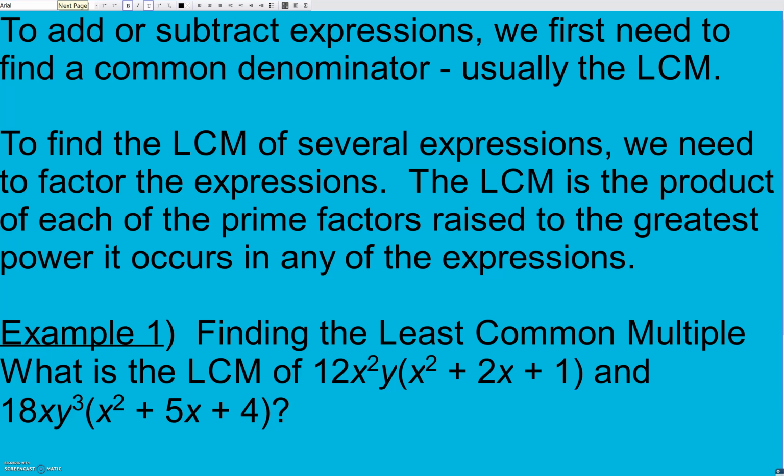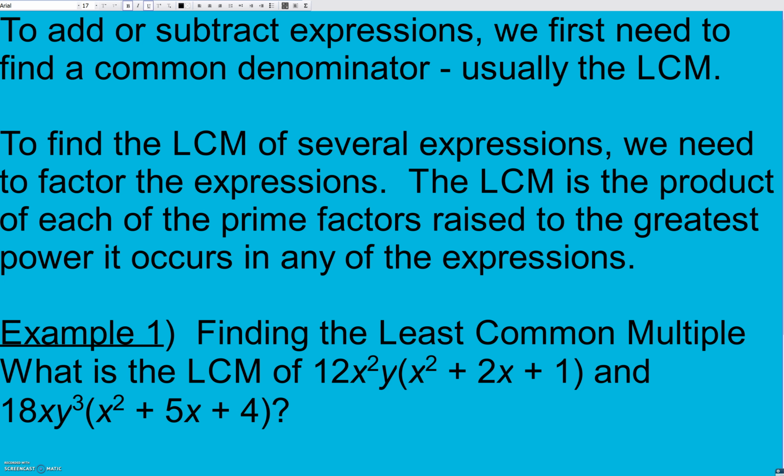To add or subtract expressions, we first need to find that common denominator. Again, that's usually the least common multiple. And that's to add or subtract any kind of fractions, whether they're rational expressions or just regular fractions. To find the LCM of several expressions, we need to factor the expressions. The LCM is the product of each of the prime factors raised to the greatest power it occurs in any of the expressions. And that sounds like a lot here, guys, but we're going to break it down in example 1.